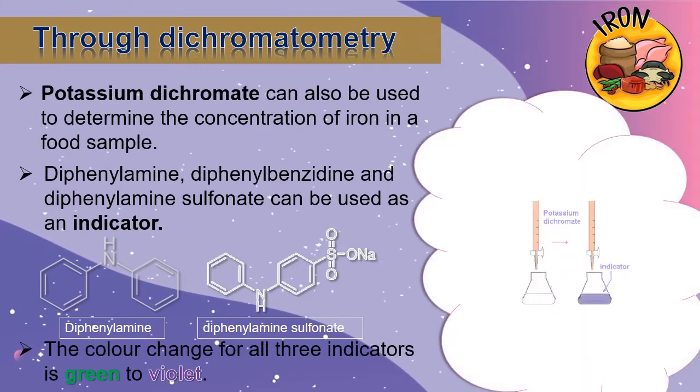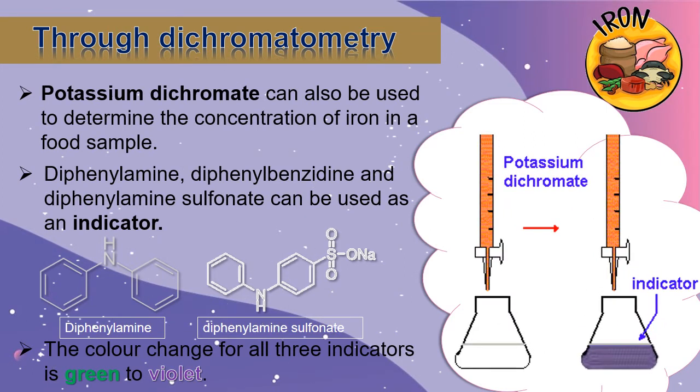We can also calculate the iron content of the food samples through dichromatometry, in which potassium dichromate is used as a titrant taken in the burette, and the mentioned indicators are used, and the color change of the indicator is from green to violet.